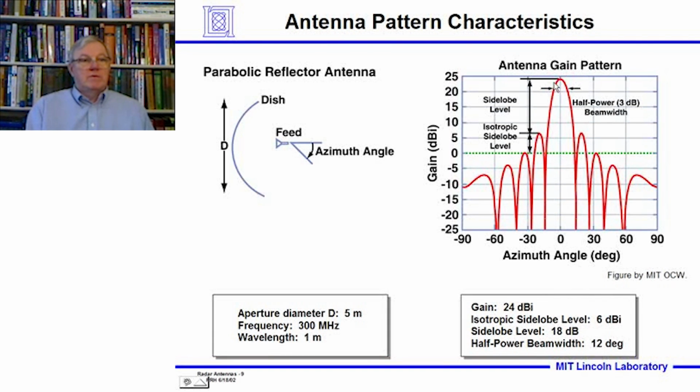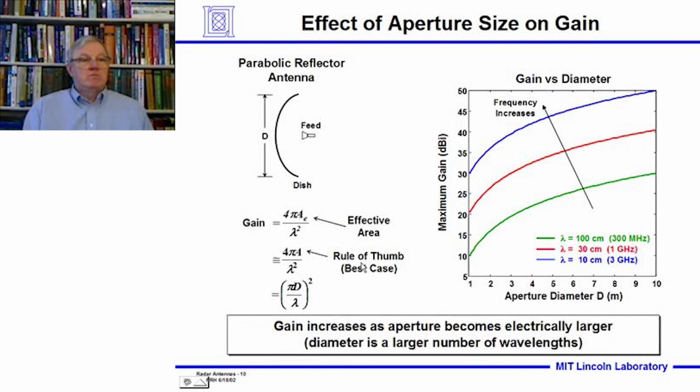The side lobe level is 18 dB, and that's from the peak to the top of the first side lobe. And the side lobe level is the distance from the peak of the first side lobe down to isotropic, 6 dBi. Okay, and you can see these two, the 18 and the 6, add up to the 24 dB, which is the whole size. Now let's move on and ask, well, how do I calculate what the gain is?